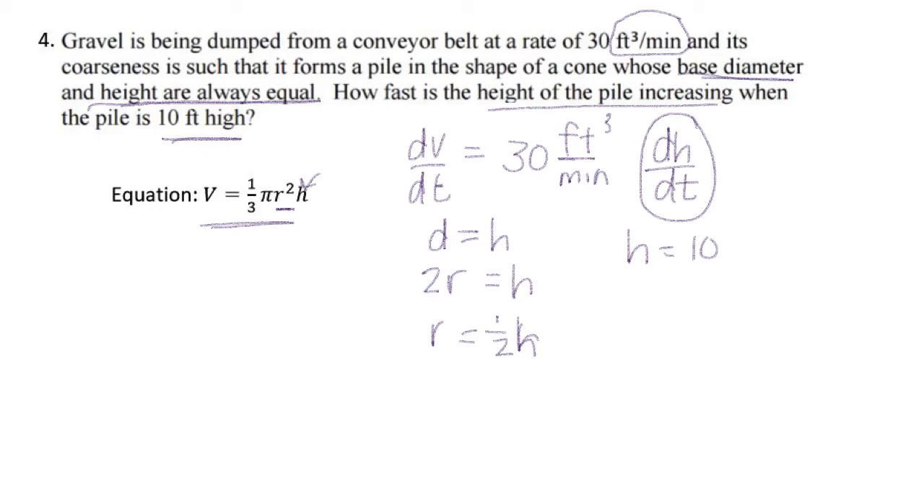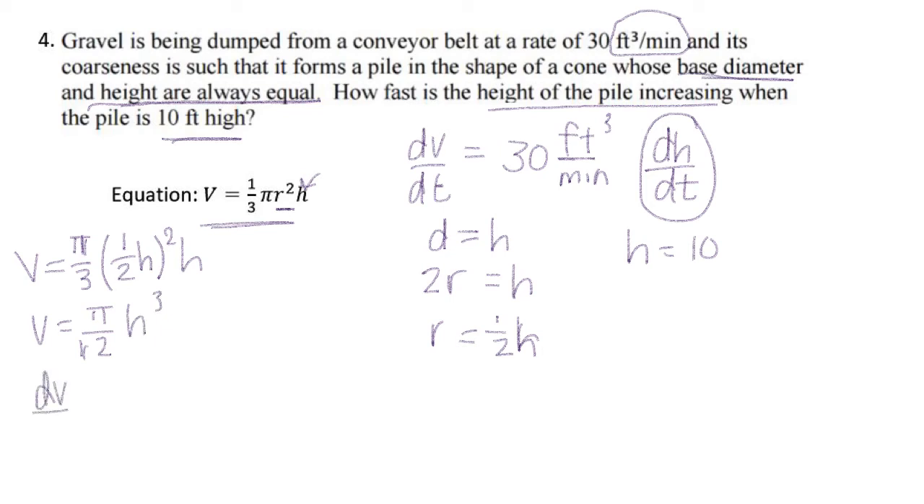Whenever I come over here in my equation, before I do the derivative, I have 1/3 pi, I'm going to put pi up here, I'm just running out of room. So pi over 3 times (1/2 h) squared times h. So we can clean that up a bit. That's really going to be pi over 12 and then h cubed.